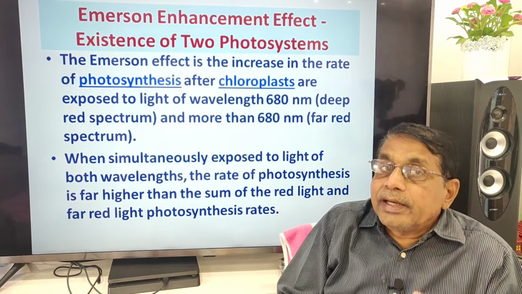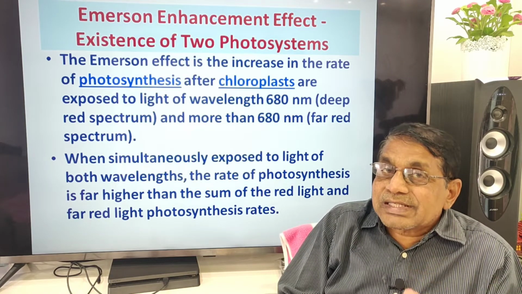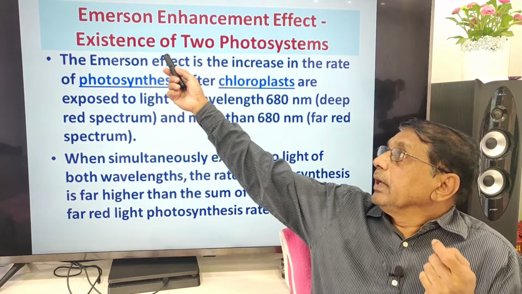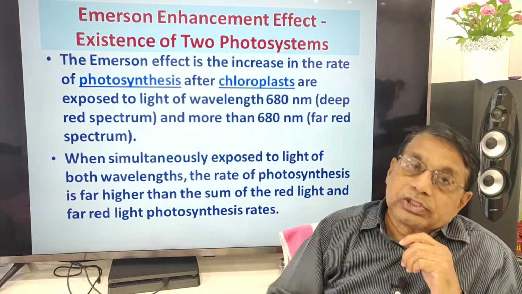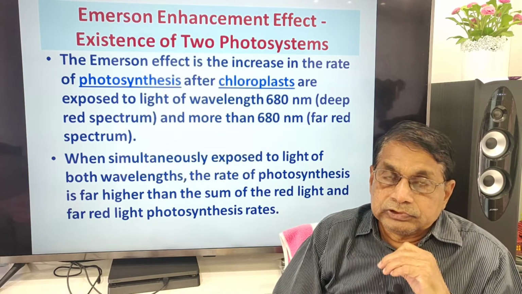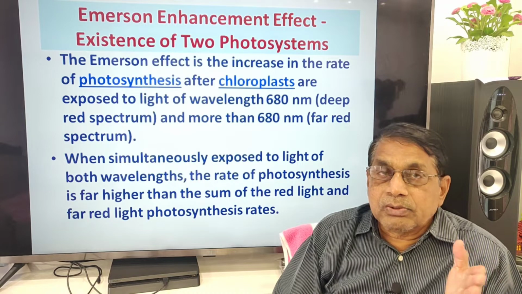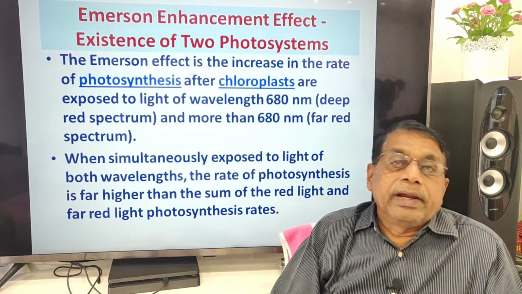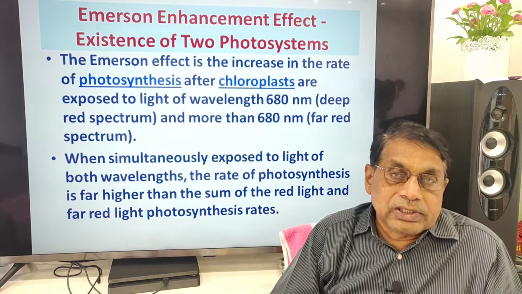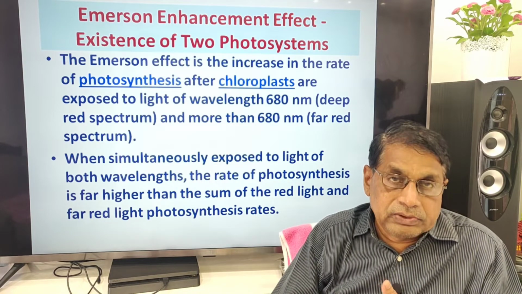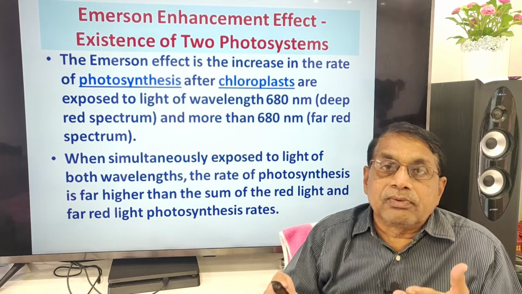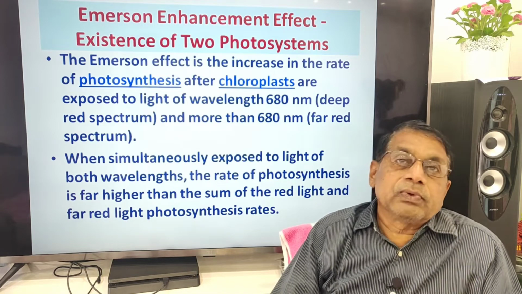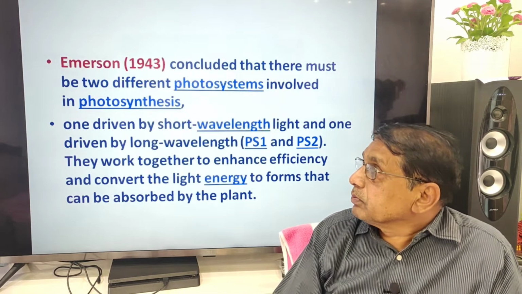And this led him to propose the concept of the existence of two photosystems. So there should be one photosystem absorbing light less than 680 and another system absorbing more than 680, near 700. So he came to this type of conclusion. He proposed photosystem 1 and photosystem 2.